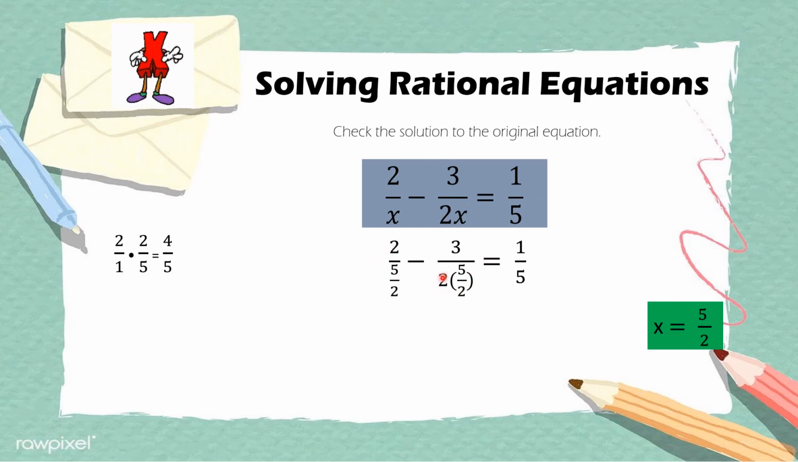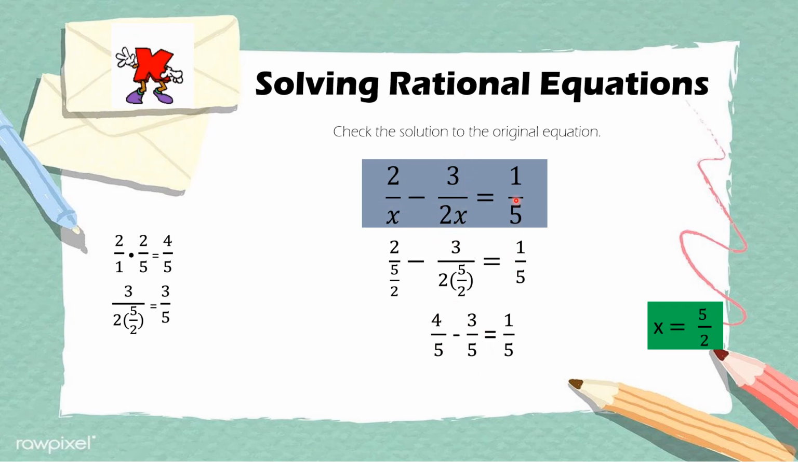Next one is this side. So, 3 over 2 times 5 over 2. Since you can cancel out 2 and 2, the remaining number is 3 over 5. So, this one is equivalent to 4 over 5, and this one is equivalent to 3 over 5. As you can see, 4 over 5 minus 3 over 5 is 1 over 5, and 1 over 5 equals 1 over 5. Therefore, our solution 5 over 2 is correct.